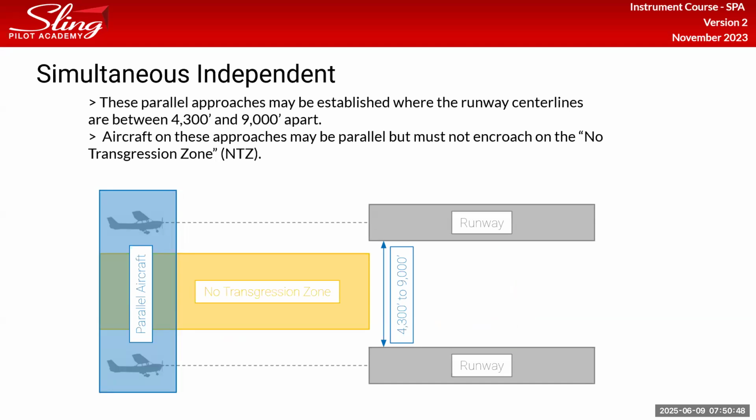Simultaneous independent ILS, parallel ILS approaches. These parallel approaches may be established where the runway center lines are between 4,300 and 9,000 feet apart. Aircraft on these approaches may be parallel but not encroach on the no transgression zone, NTZ, which is this yellow box. So 4,300 feet to 9,000 feet, they can be parallel, just cannot enter the no transgression zone. It's basically just a barrier to make sure you're staying on center line.